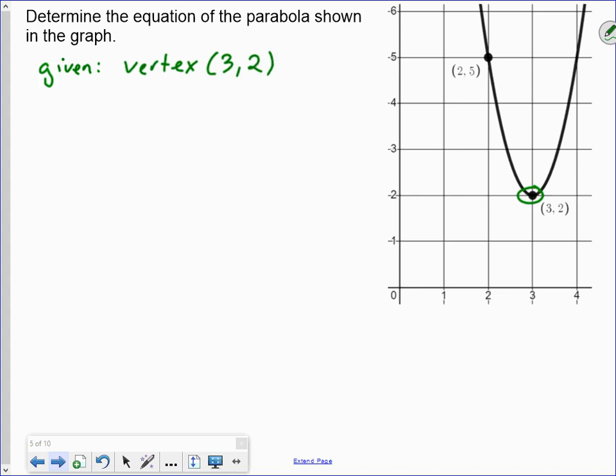Once we have the vertex, we know that in our parabola, h is equal to 3 and k is equal to 2. That comes right out of knowing what our vertex is. The other thing that they give us is this other point up here, 2 and 5. Okay, because they're giving us the vertex in our parabola, we know our starting point is going to be our vertex form.